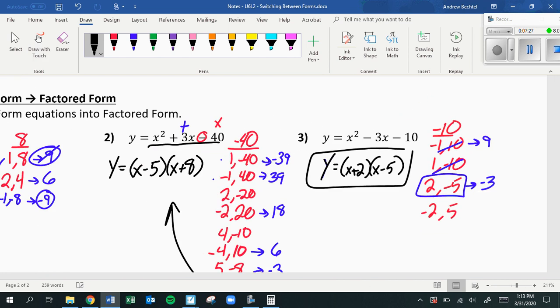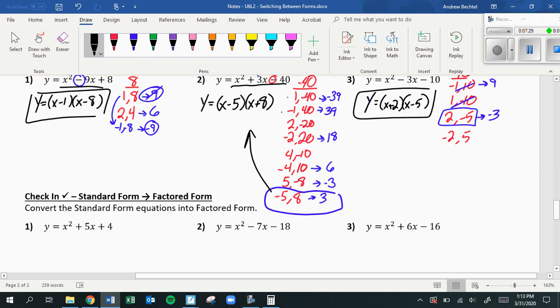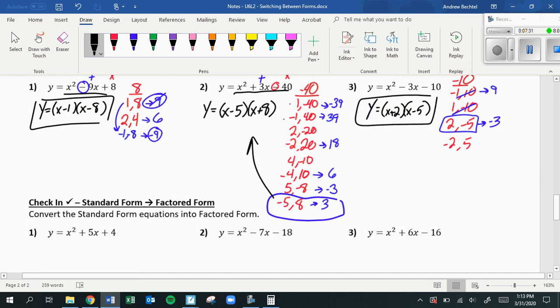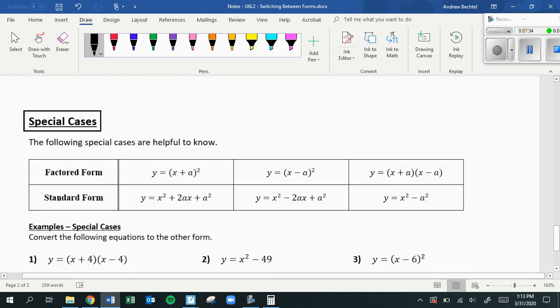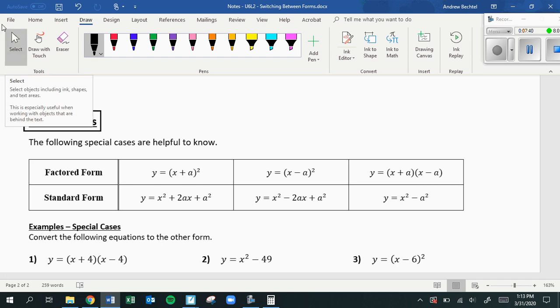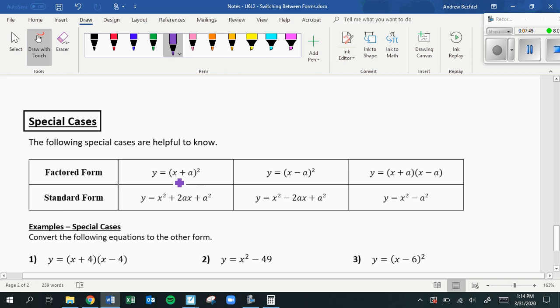You all can do the check-in on your own. That'll be some good review, some good practice with this product sum puzzle. In the meantime, let's look at special cases. So the following special cases could be really useful for you. They may show up on something like an EOC, which has been canceled this year, but it's still an important set of rules to know.